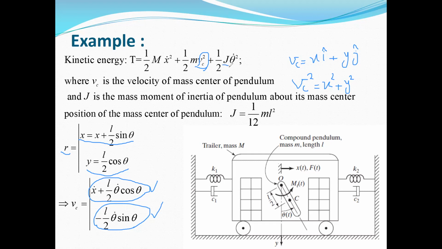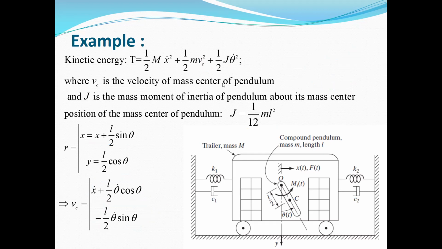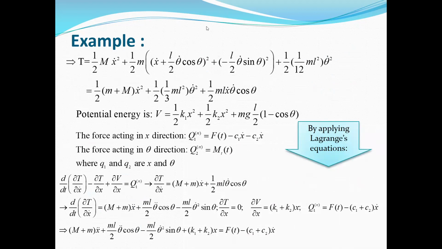And for the J, which is the mass moment of inertia about the mass center, it's equal to 1 over 12 m l squared. Now we can substitute this value and simplify the kinetic energy. As you can see, I substitute, and finally this term is the kinetic energy for the system. For the potential energy, we have two springs, half k1 x squared, half k2 x squared. And as I told you, we have the weight in the potential energy, and it's equal to m g l over 2 times 1 minus cosine theta. This is the potential energy of the system.